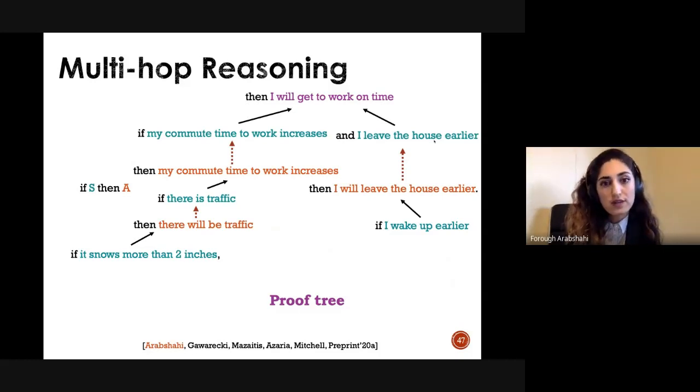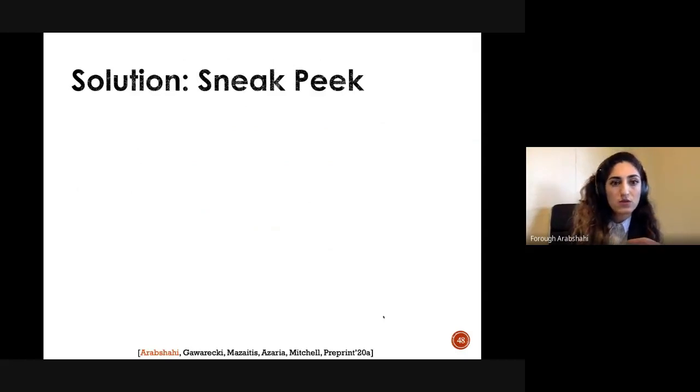And also notice that these dashed lines here rely on exact match between the if statement of one logical rule and the then statement of the preceding rule. This is going to be challenging, and I'm going to talk about it in a little bit. So let's sneak peek into our solution.